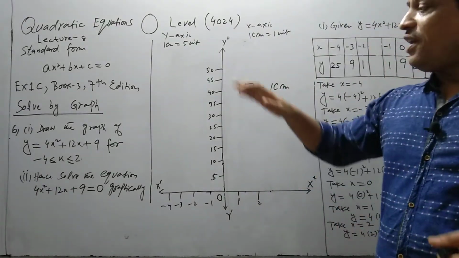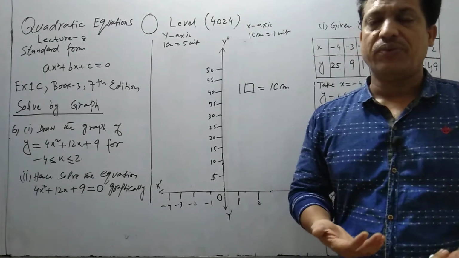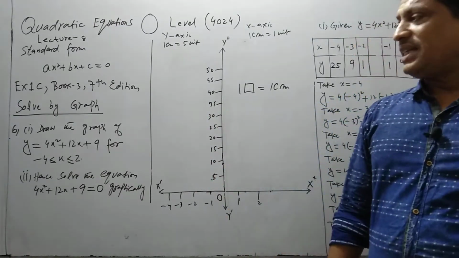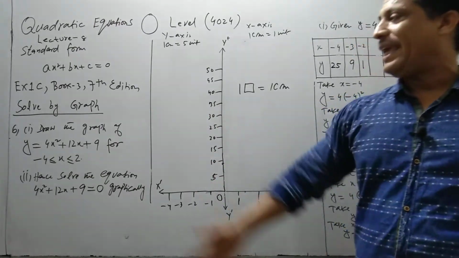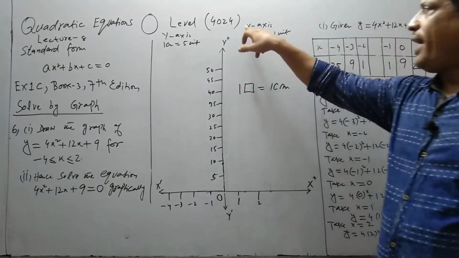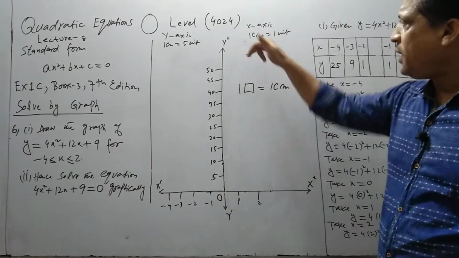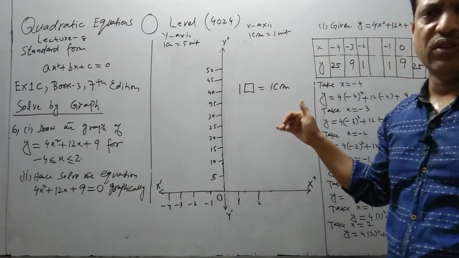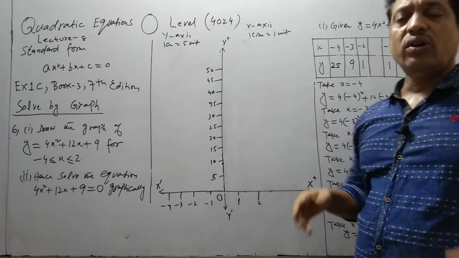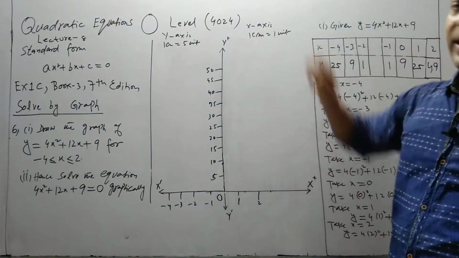Students, if the scale is given in the question, then we are bound and restricted to draw the given scale. But if the scale is not given, like in this question, we can draw our own scale. I took on the x-axis 1 centimeter to 1 unit. You can take 2 centimeter to 1 unit or 3 centimeter to 1 unit or whatever you want. But don't take a very long scale or a very small scale. I take 1 centimeter to 1 unit on the x-axis.